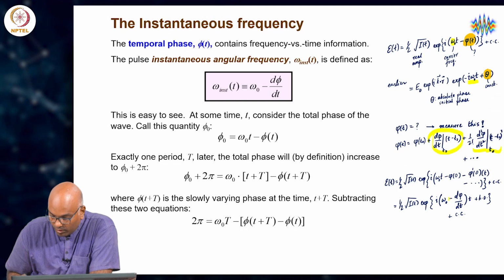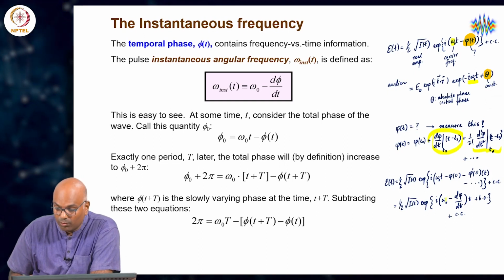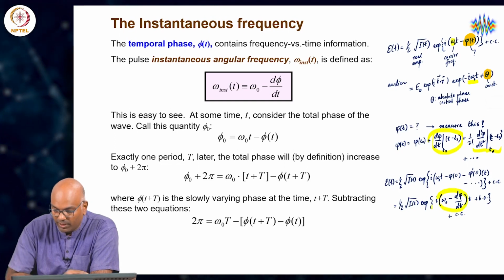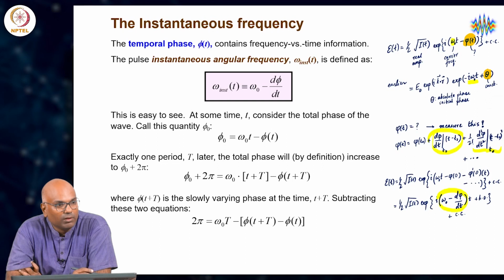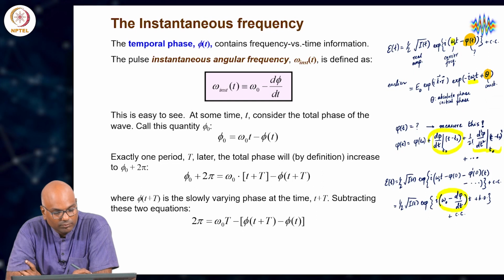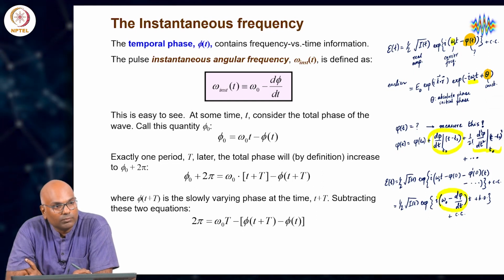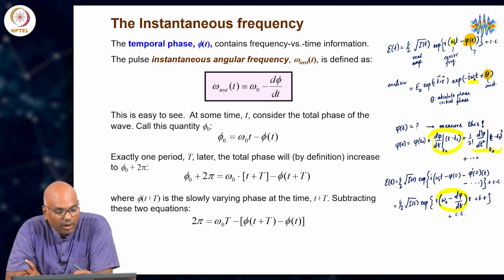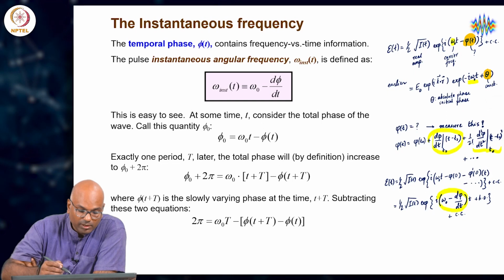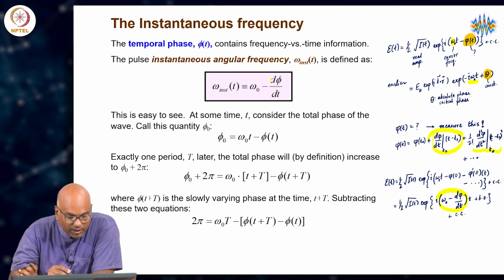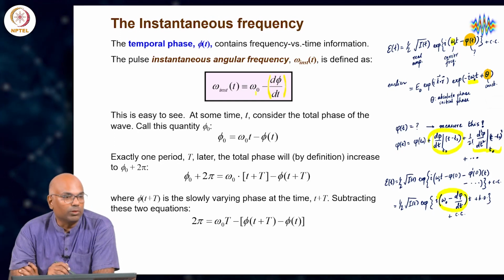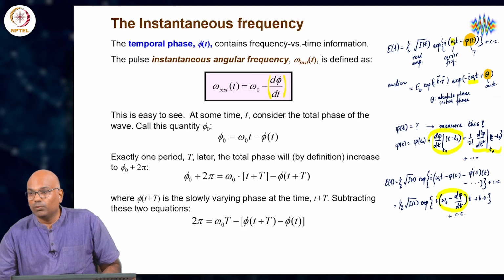Now, you see what has happened in the process of introducing this more general phi of t. We have this entire term mimicking the carrier frequency, or we have tampered with the carrier frequency of the pulse. Earlier I argued that the carrier frequency itself has a robust physical meaning only if d phi by dt is smaller than omega naught. Otherwise, what is omega naught?